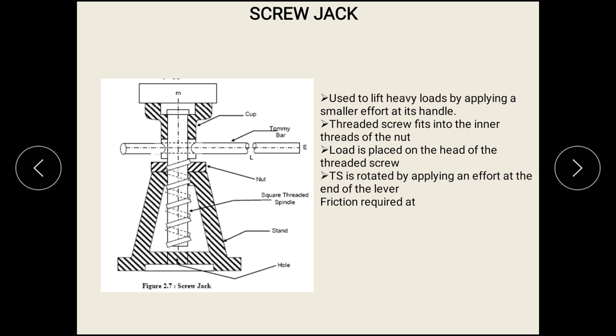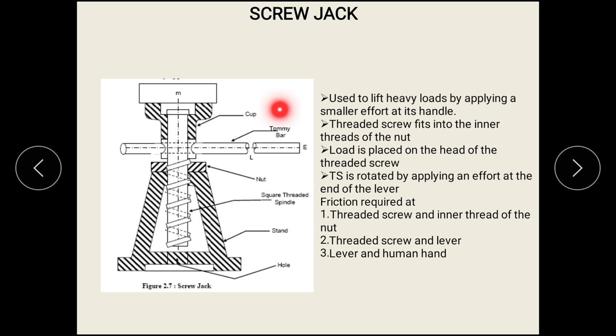Friction is present at various contacting surfaces in the figure. First, the threaded screw and the inner thread of the nut. Second, the threaded screw and the lever. Third, the lever and the human hand. Fourth, the load and the threaded screw head.